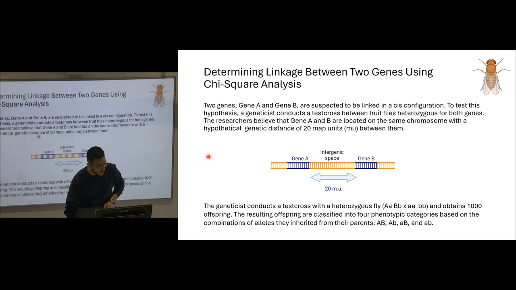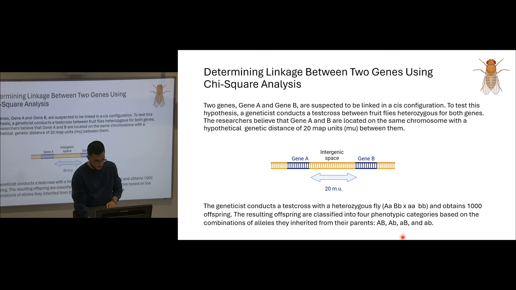And then they believe that A and B are located on the same chromosome with a hypothetical genetic distance of 20 map units. Okay, maybe they got this distance from their head, or they actually did some other experiments and found the distance. So here we have three important pieces of information: linked, cis configuration, 20 mapping units. So they did this test cross and then obtained 1,000 offspring. Now they want to verify their hypothesis.